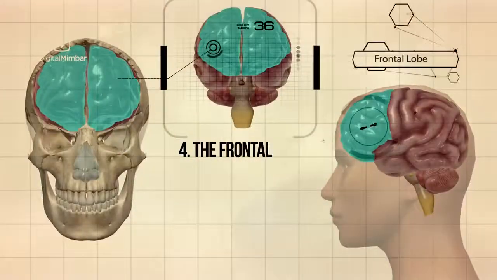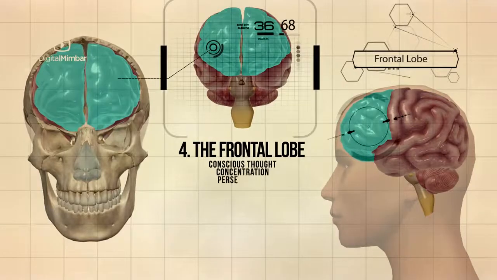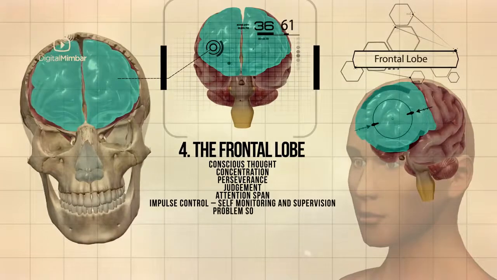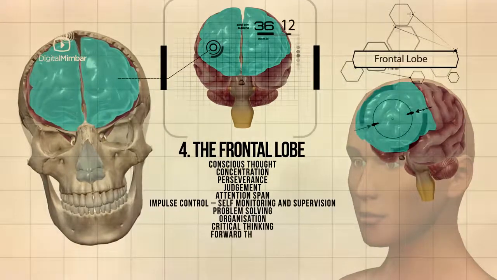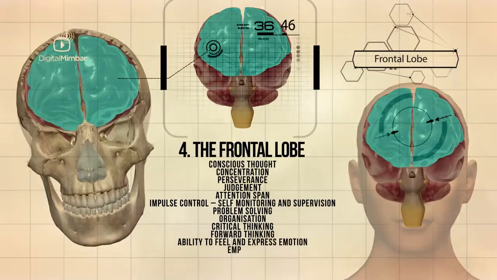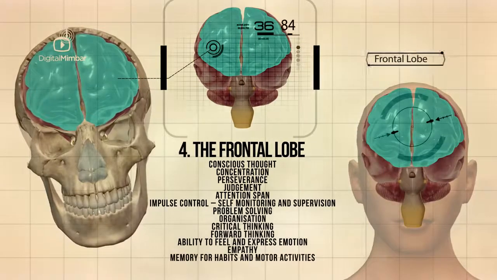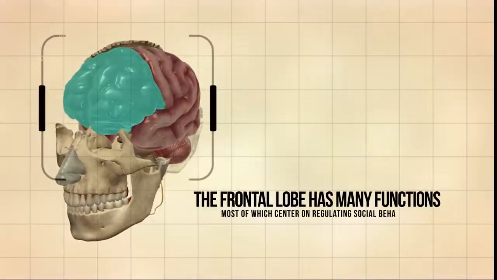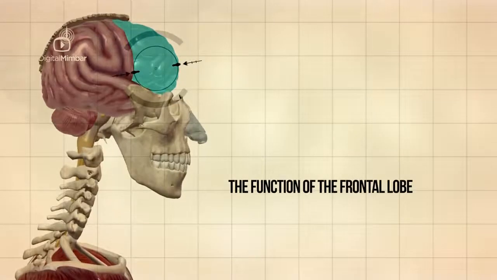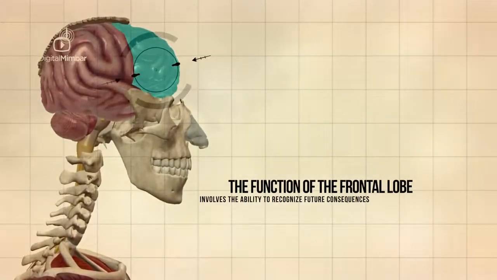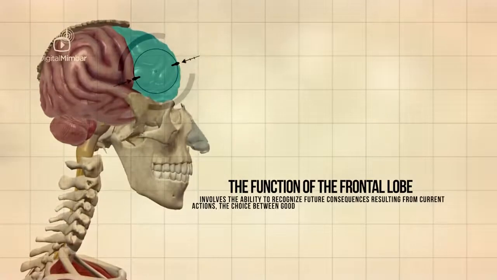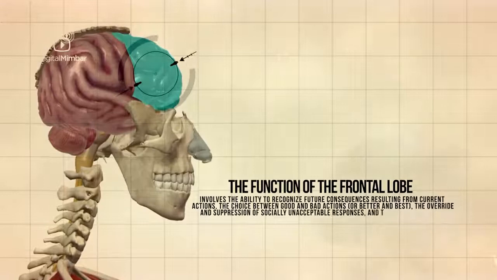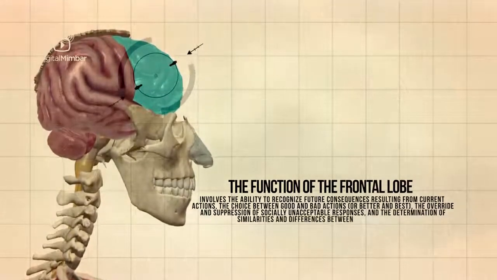And then there's the frontal lobe, which is responsible for conscious thoughts, concentration, perseverance, judgment, attention span, impulse control, which is self-monitoring and supervision, problem solving, organization, critical thinking, forward thinking, the ability to feel and express emotion, empathy, and memory for habits and motor activities. The frontal lobe has many functions, most of which center on regulating social behavior. Its function involves the ability to recognize future consequences resulting from current actions, the choice between good and bad actions or better and best, the override and suppression of socially unacceptable responses, and the determination of similarities and differences between things or events.